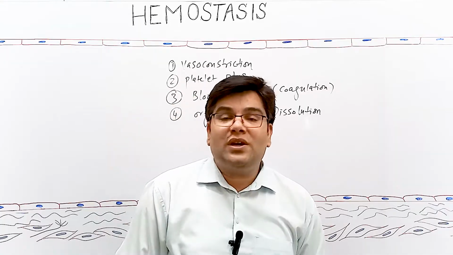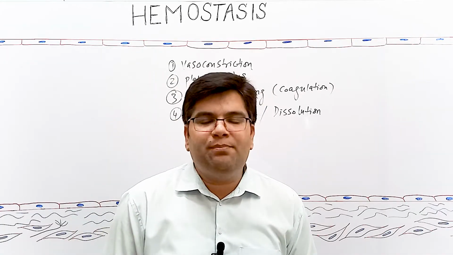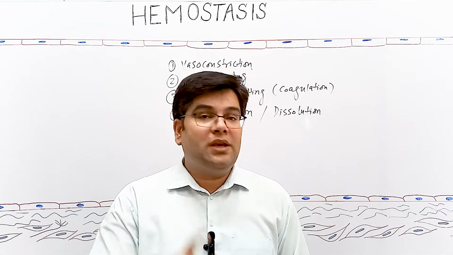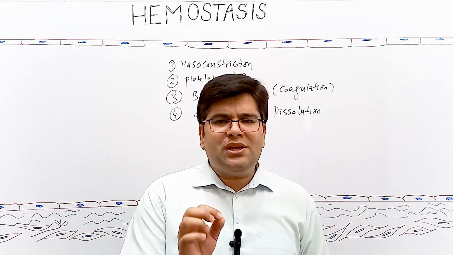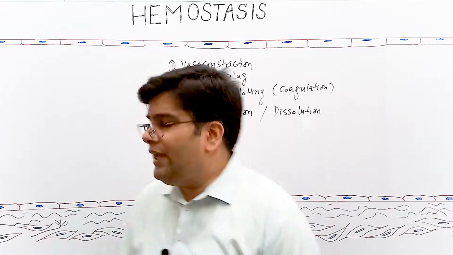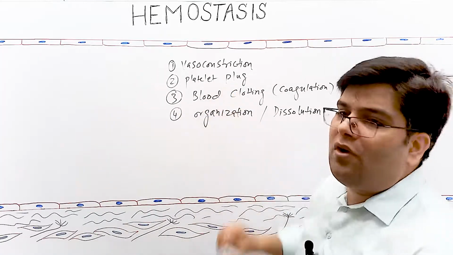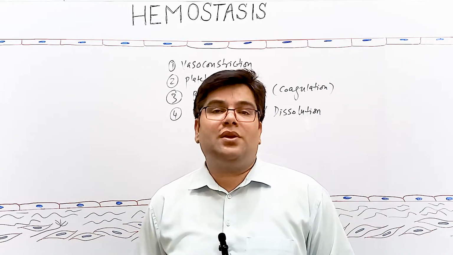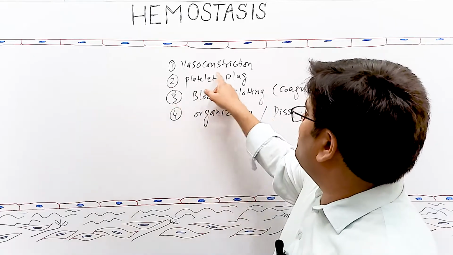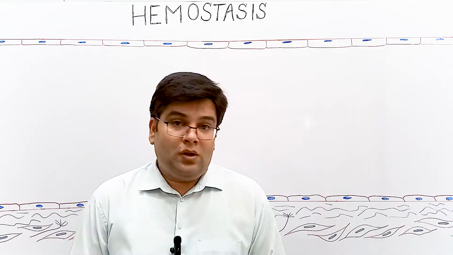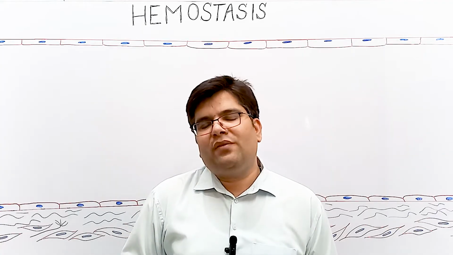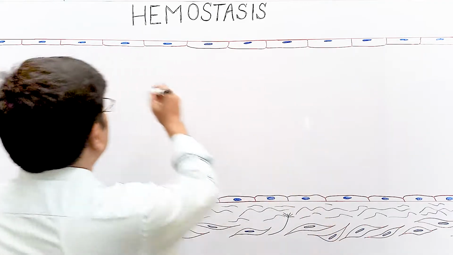So if I ask you this question, which blood cells are most important for hemostasis? The answer is platelets, also called thrombocytes. So the major role of the platelets is in the platelet plug formation, but they also play their role in the first step, which is vasoconstriction, and also in the blood clotting process. Now let's discuss the very first mechanism of hemostasis in detail, and that is vasoconstriction.